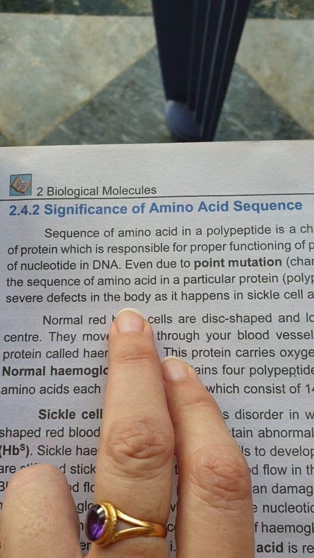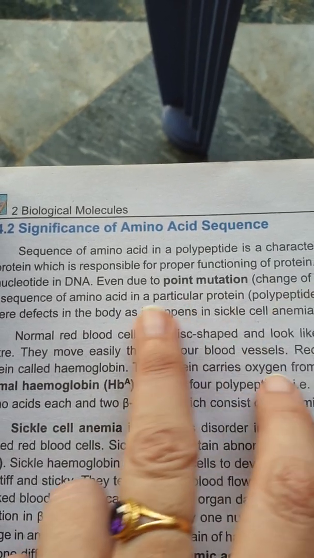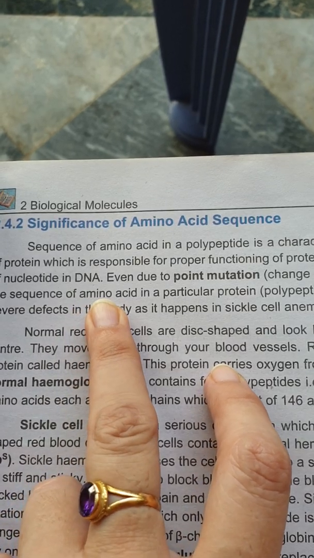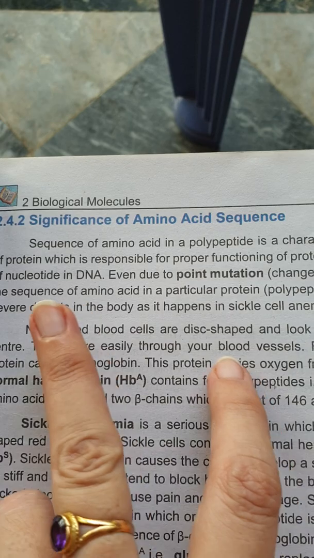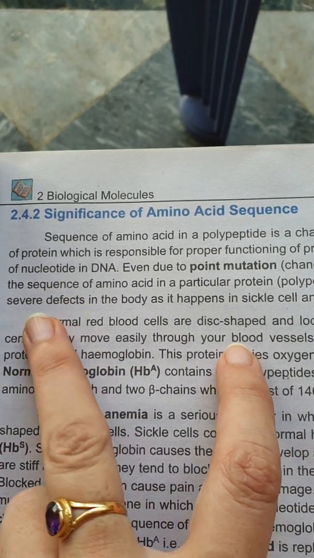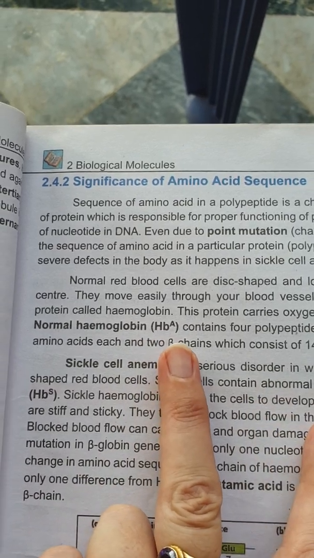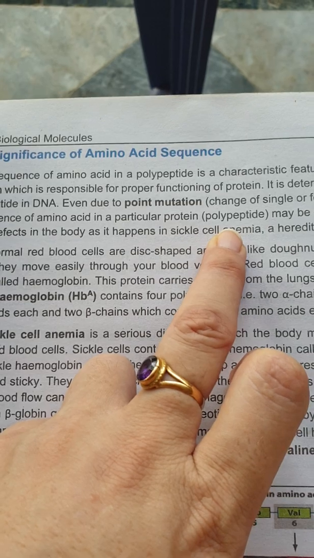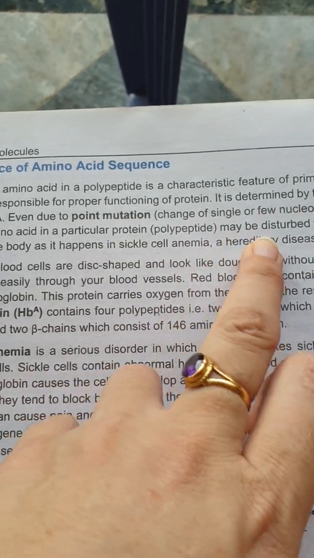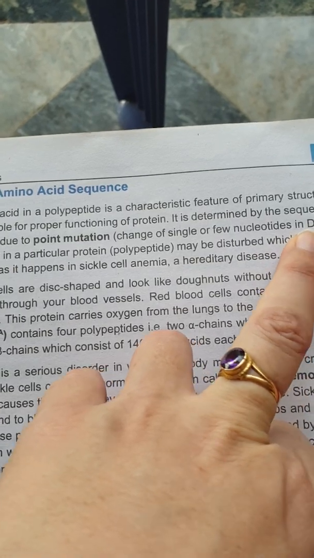Different defects arise because if the DNA changes, it will not combine the correct amino acids with each other, and difficulty and abnormality will arise. Here we are taking the abnormality sickle cell anemia, a hereditary disease. Why hereditary? Because it's related to the DNA.